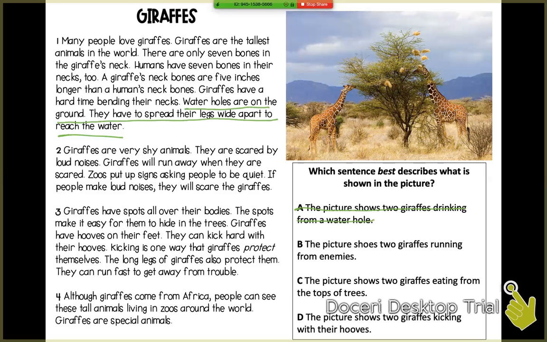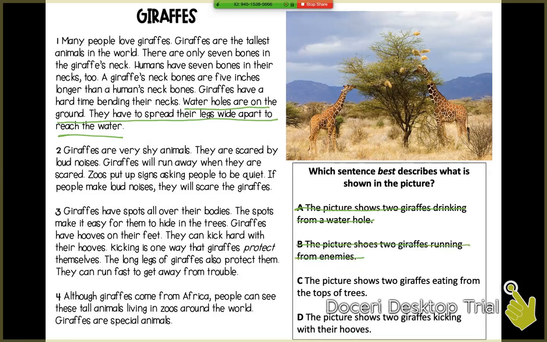All right, what about B? B says the picture shows 2 giraffes running from enemies. Well, I don't see giraffes running. Remember, we just said that we saw the giraffe standing next to a tree with their heads in the tree. So I think that we can slash and trash 2 giraffes running from their enemies.